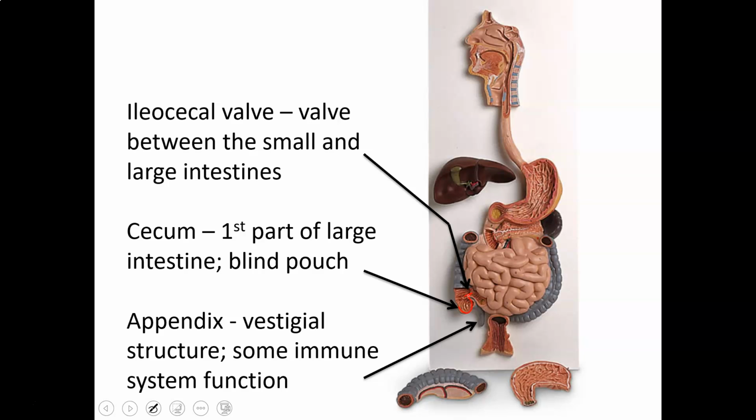Hanging off the bottom of that, you got this little guy right here, which some people think looks like a worm, so it is called the vermiform appendix, or wormy appendix. Your lab manual just calls it the appendix, and that's fine.